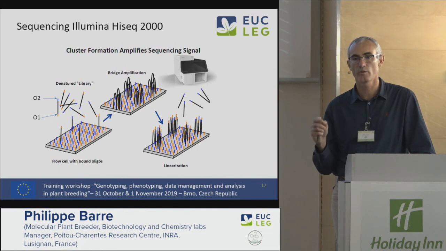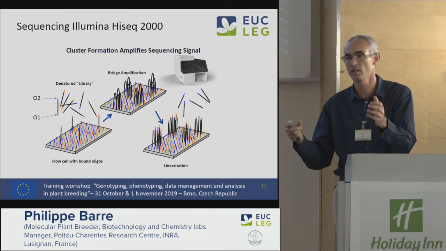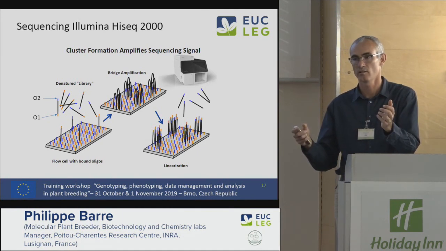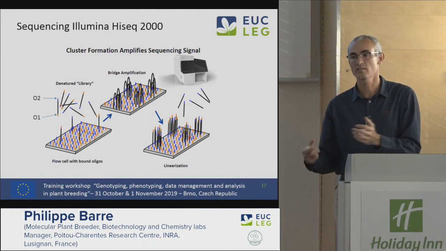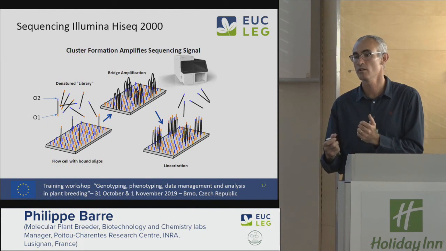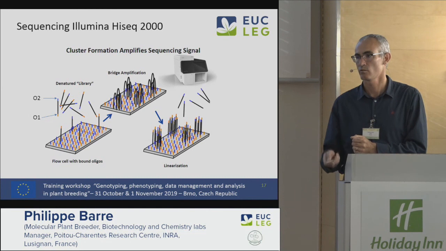This has to be very precise, and so you have to know exactly the amount you're putting on your flow cell, because if they stick together, if you put too many, you won't be able to sequence, because you won't see anything. If you put too little, you will be able to sequence, but you're losing money, because it's very expensive. So this is something which has to be done by a specialist.